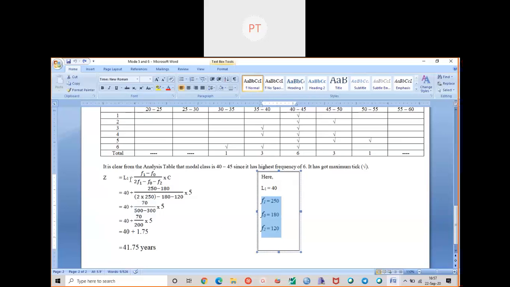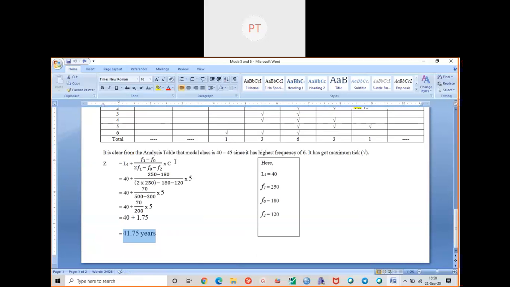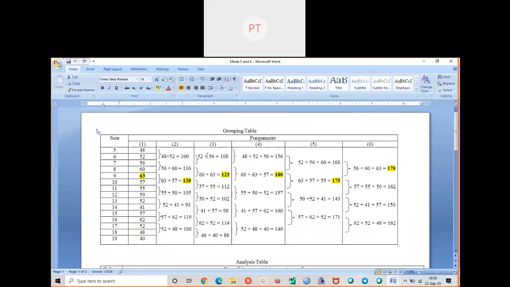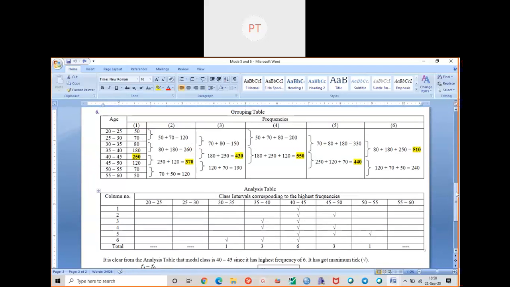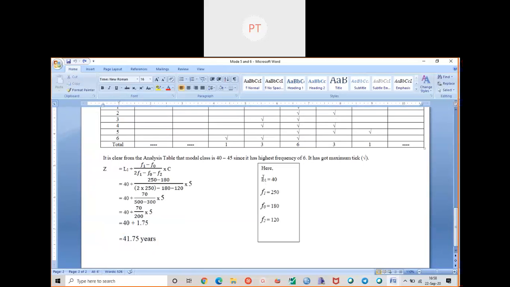Now apply this formula and put in the values. When you put in the values, you will get the value of mode, 41.75 years. So this is how you prepare the grouping table and analysis table for both discrete and continuous series data. In discrete series data we will not apply the formula, because there is no class limit. But in continuous series data we will apply this formula, because we have a class limit.